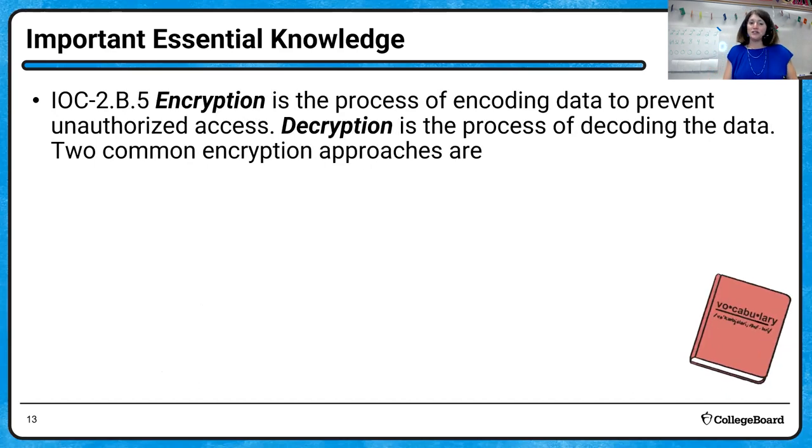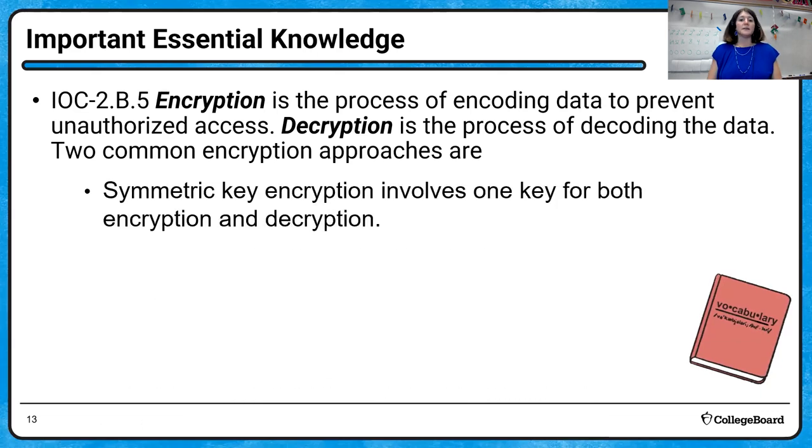And next up, we're going to talk about encryption. Encryption is the process of encoding data to prevent unauthorized access. Decryption is the process of decoding the data. Two common encryption approaches are symmetric key encryption, which involves one key for both encryption and decryption.